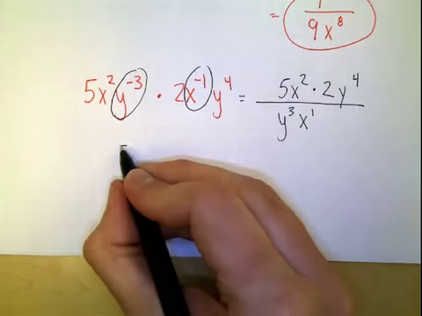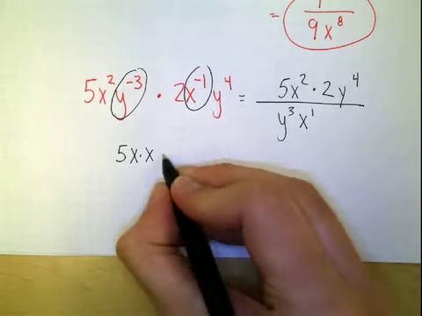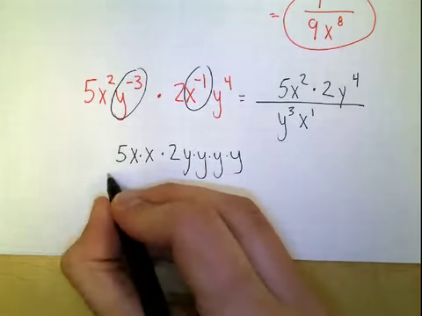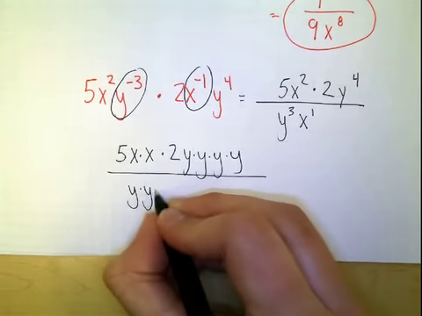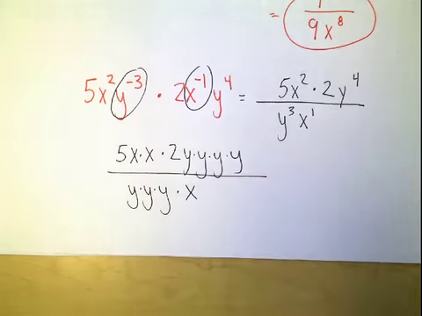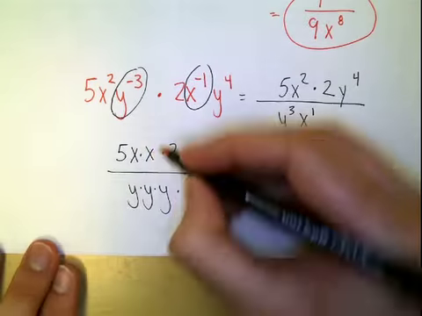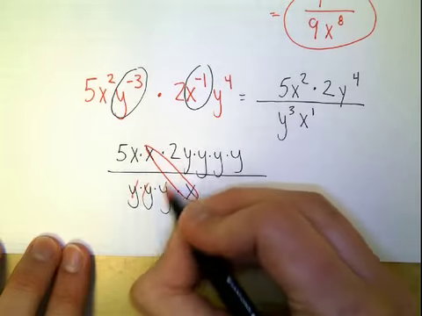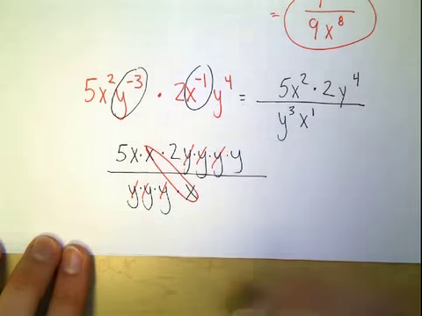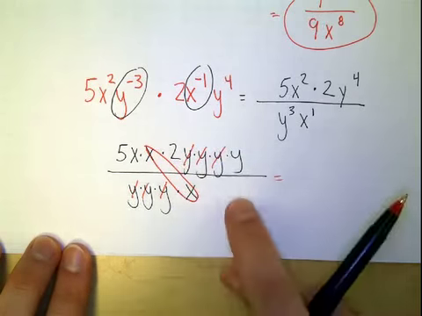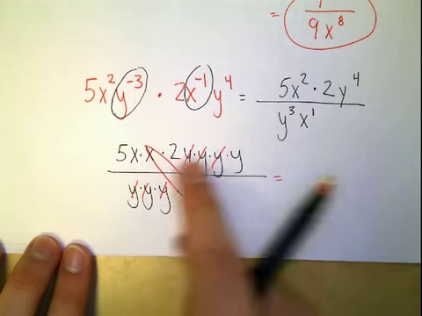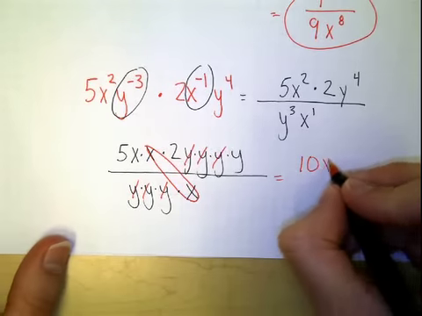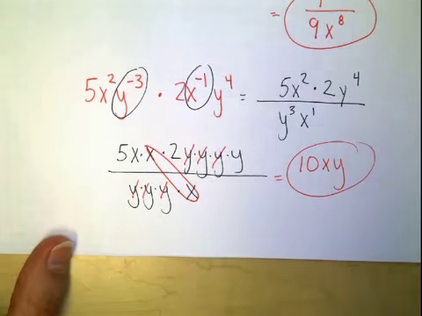So let's clean this up a little bit. 5x squared is 5x times x, times 2y to the 4th, so that's y times y times y times y, over y to the 3rd, which is y times y times y, times x, because it was x to the 1st. So cancel everything out that you can. Let's see, we got some x's here. And then 1, 2, 3 y's, so 1, 2, 3, and 1, 2, 3 on top. Which means I canceled everything out of the bottom. There's only things left on top. 5x times 2y. So 5 times 2 is 10, and then xy. So 10xy. And there's my answer.